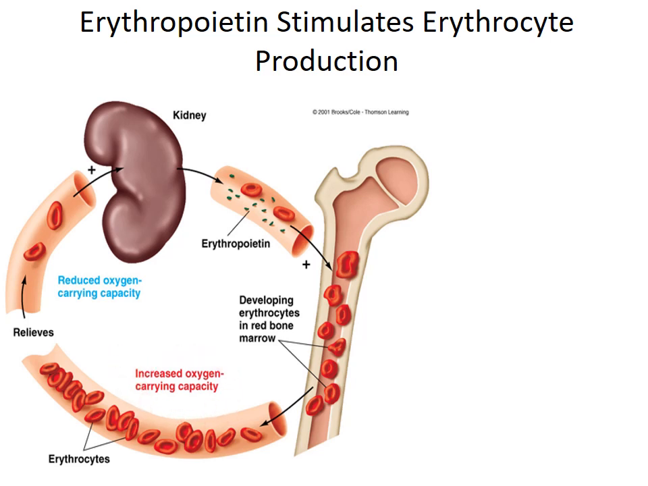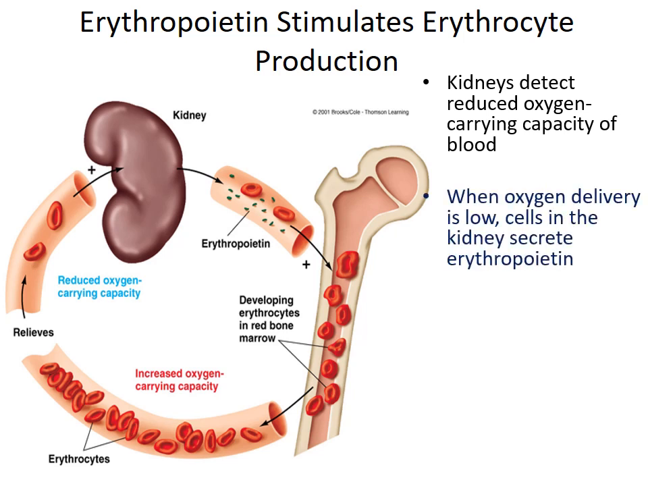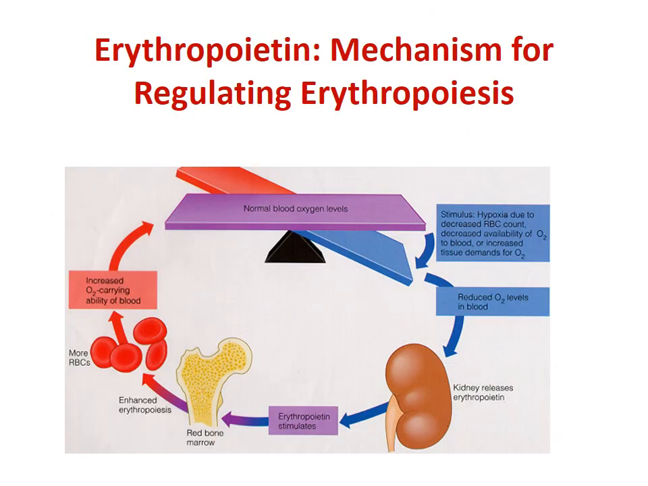So this is an example of a negative feedback mechanism. Here also you can see that the kidney detects reduced oxygen carrying capacity of the blood. When oxygen delivery is low, the cells in the kidney secrete erythropoietin. More erythrocytes are formed and therefore there is an increase in the oxygen carrying capacity, and there is a relief of the original stimulus. This slide also indicates the action of erythropoietin and how it regulates erythropoiesis.